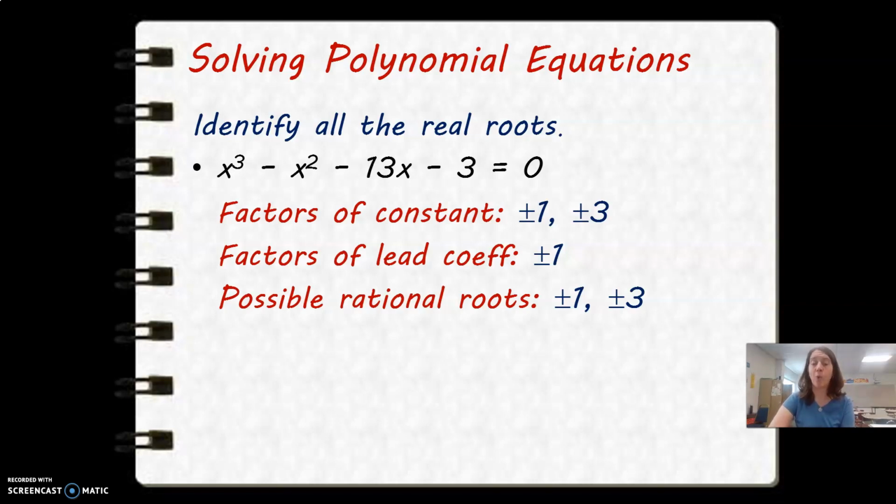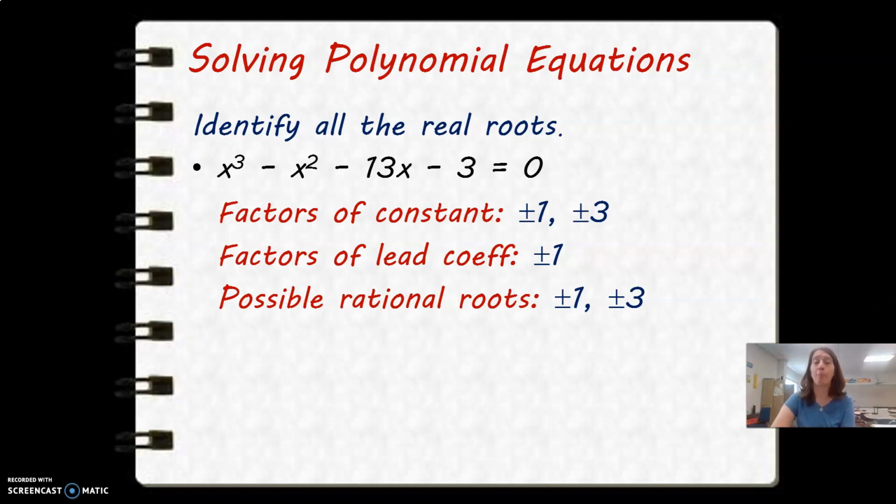Now, notice I have 4 different factors that I need to look at. Is it the positive 1 or negative 1? Is it the positive 3 or negative 3? Which one of those 4 numbers, if I put back into the question, is going to give me a 0, because that means it's going to divide the question out evenly.